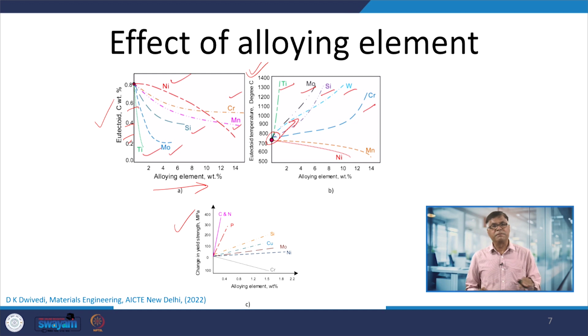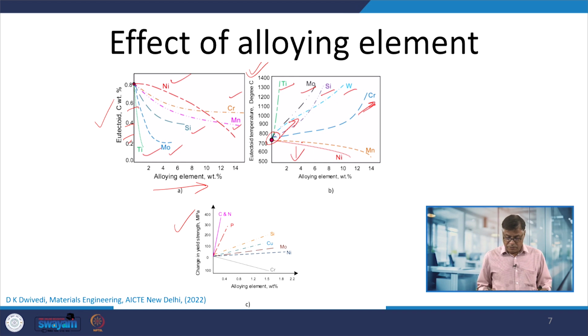In carbon steel, it may be like 727 or 730 degrees centigrade, but in the presence of the alloying elements, it will be going higher, means it will be making the ferrite stable. On the other hand, the manganese and the nickel, they will be lowering down the eutectoid transformation temperature, means they will be making the austenite more stable and reducing the stability of ferrite.